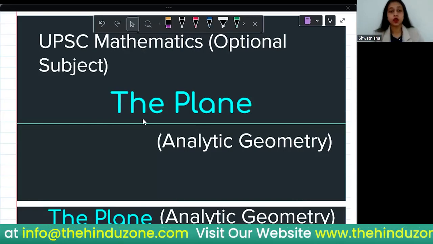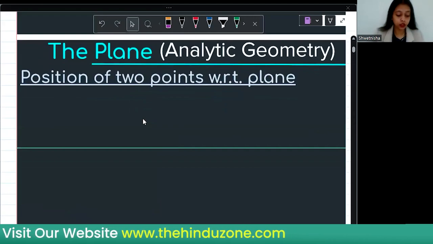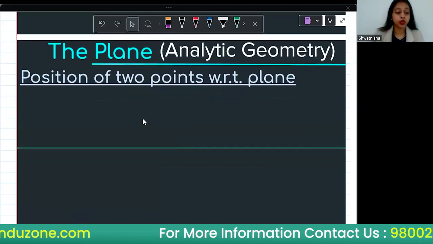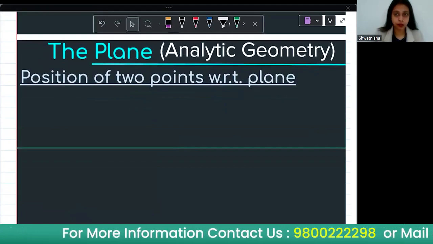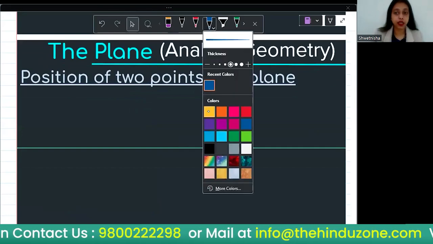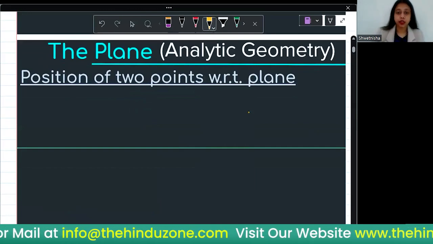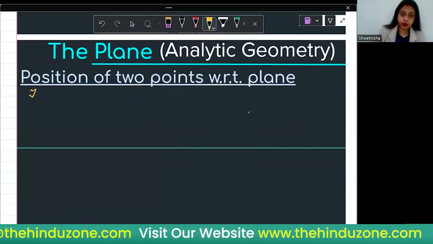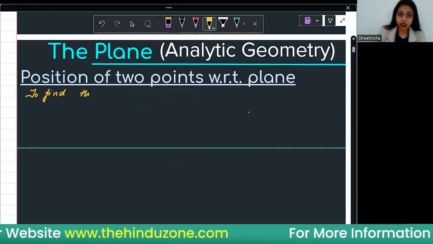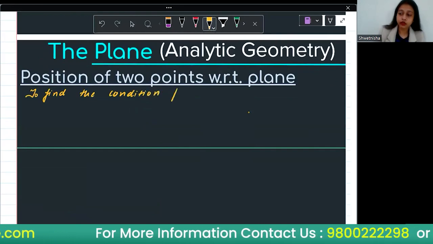Let's start with the next topic that we have, which is position of two points with respect to a plane. So what does that mean? First of all, that means that if we have two points, we have to figure out whether these two points are on one side of the plane or on the opposite side of the plane. That means we have to find the condition.